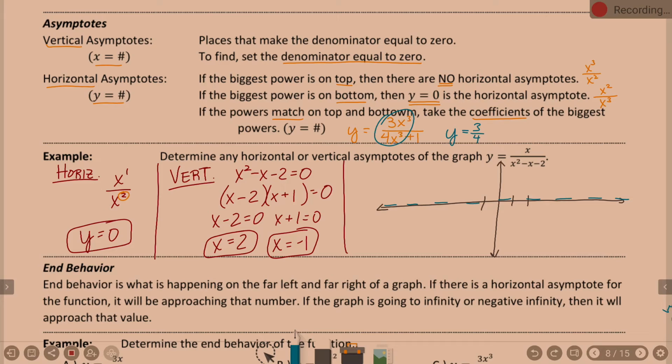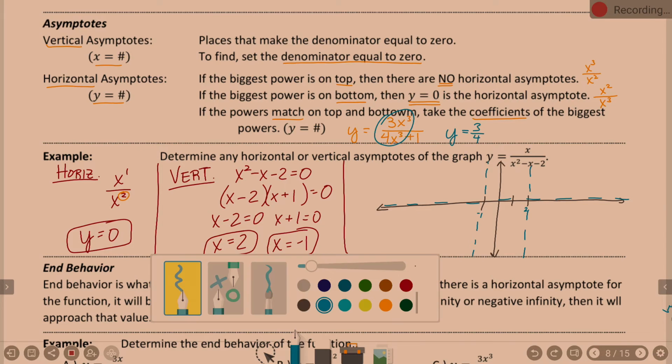We have vertical asymptotes at 2 and at negative 1. Now, without even looking at our calculators, and some of you may have already looked, we know this graph is going to be in pieces, isn't it? Okay? I've got 2 vertical asymptotes here, so I will have 3 pieces of graph, because our graph is not going to cross over a vertical asymptote. Okay?